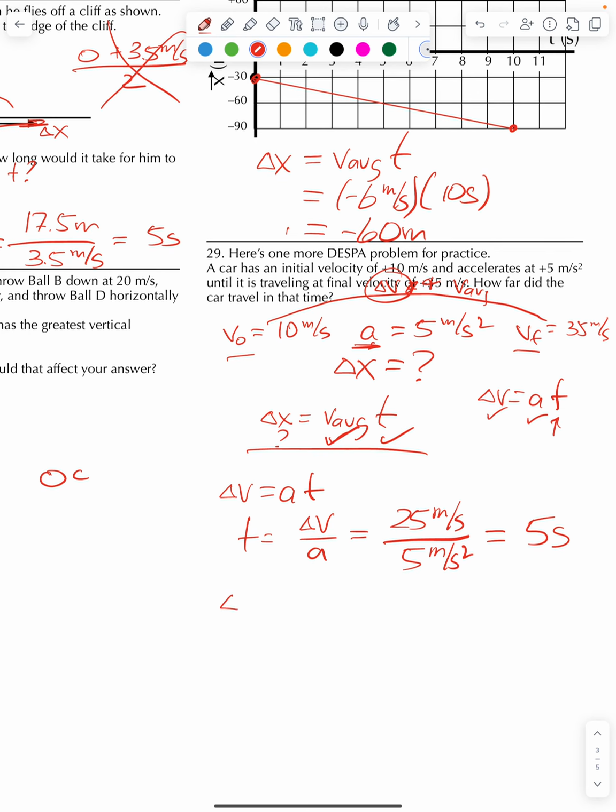the delta x. So delta x equals v average. So the average, what's the average between 10 and 35? You add them, 45, and divide by 2. So the average is 22.5 meters per second. And the time, again, I'm using this equation here, is 5 seconds. And that is going to be, is that 112.5? I think so, yeah.